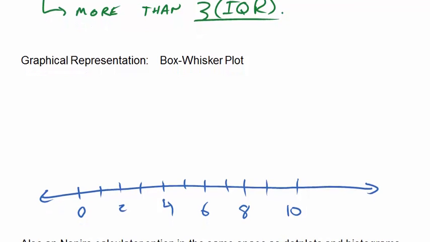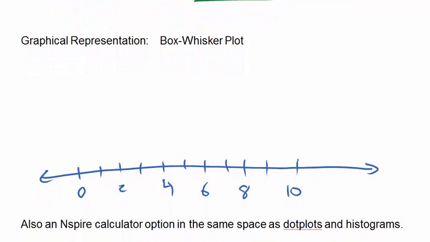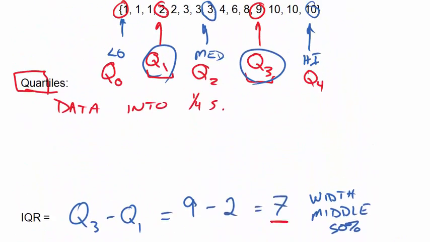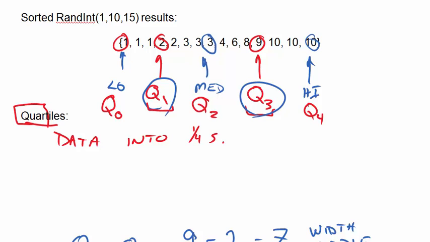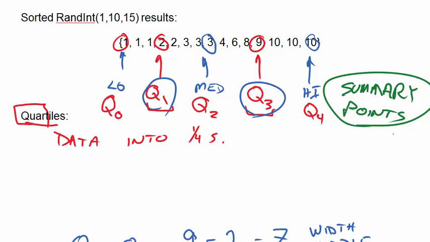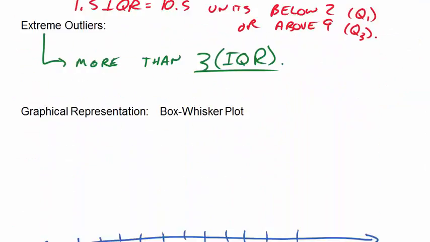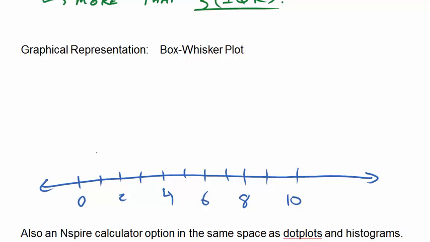All right, a graphical representation of this is I could try to find a box-whisker plot. Now, what I remember from up above here is there were sort of 5 summary points. That's what we're going to call these guys. Those 5 quartile points, Q0 through Q4, are called summary points. And those numbers for us are 1, 2, 3, 9, and 10. So let's come back down here. I'm going to put a dot at 1, at 2, at 3, at 9, and at 10 for this data that I have.